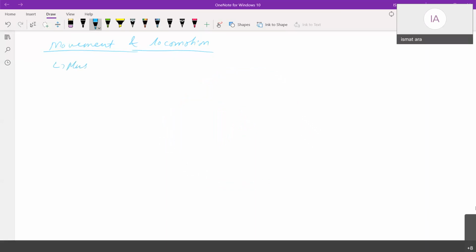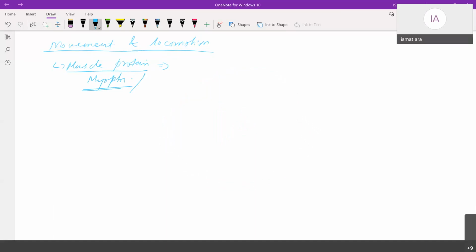Students, muscle protein. What are the types of muscle protein, for which we use the term myoprotein? Okay. What are that myoprotein?